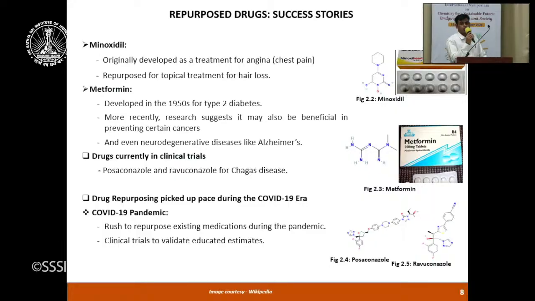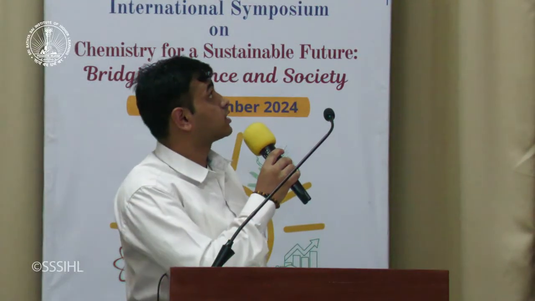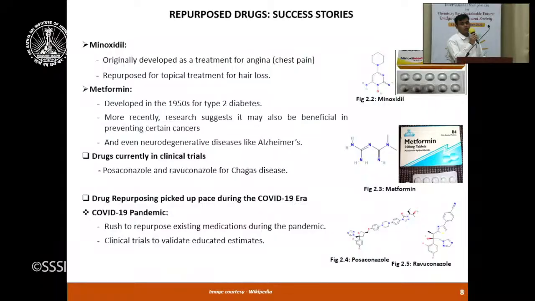These are the success stories of drug repurposing. As you can see, for example, minoxidil. Originally, it was used as a treatment for angina, that is chest pain, and it has been repurposed for topical treatment of hair loss. Another example is metformin. That was developed in the 1950s for type 2 diabetes. Recent research suggests that it is also beneficial for certain types of cancer and also for neurodegenerative diseases like Alzheimer's. Posaconazole and ravuconazole, drugs for Chagas disease, are currently in clinical studies.